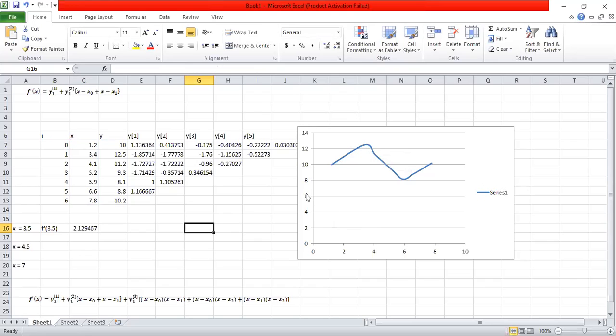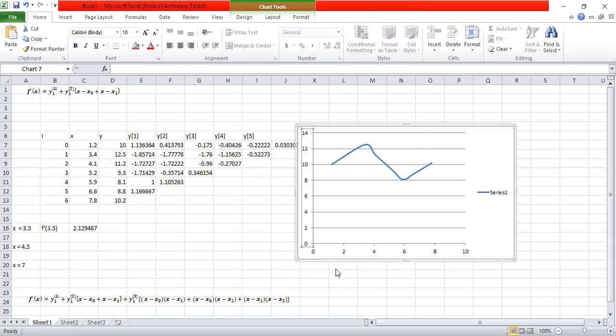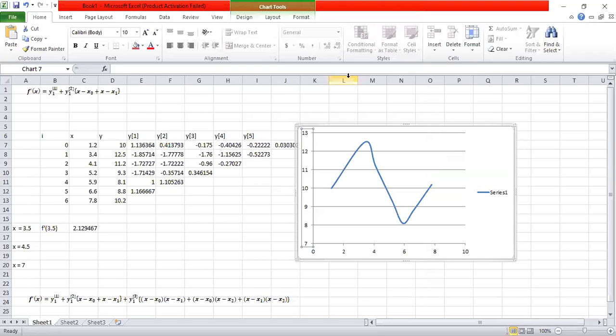The scale is not good. Let me try to format axis. And for formatting axis, मैं minimum value जो है वो क्या consider करूँ? मिनिमम वैल्यू मैं 7 ले लूँ. देखिए इससे कुछ एडवांटेज होता है कि नहीं होता. यस, now it's more clear.